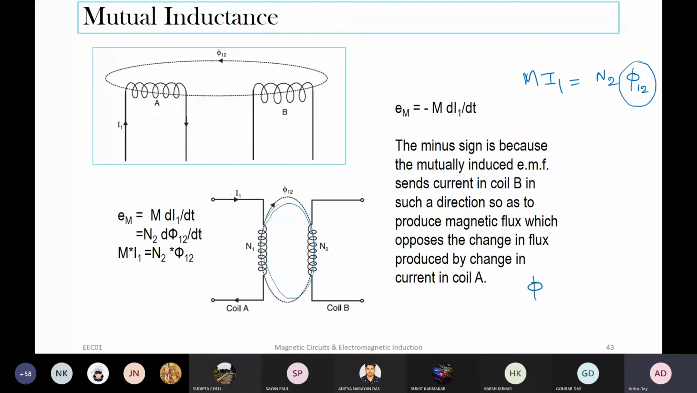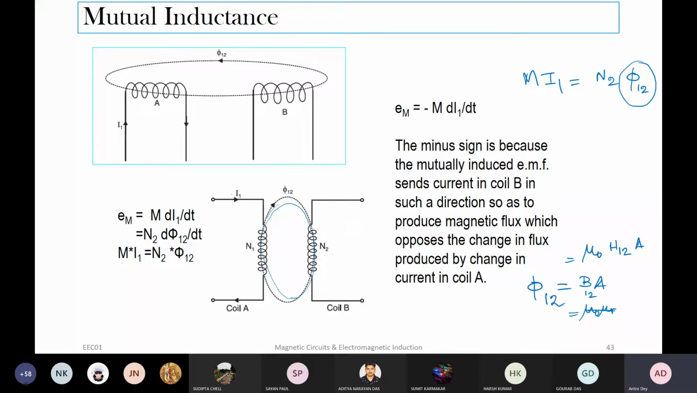So this phi 1 2 again you can write like this. Phi 1 2 is equal to B into A, where A is the cross section area. It is an air core circuit, which means there is no magnetic material shown, so the cross section area is the cross section area of this coil. So B 1 2 into A. And what is your B 1 2? B 1 2 is equal to mu 0 into mu r. Here it is an air core, so mu r is equal to 1. Simply we can write mu 0, and then into H 1 2.